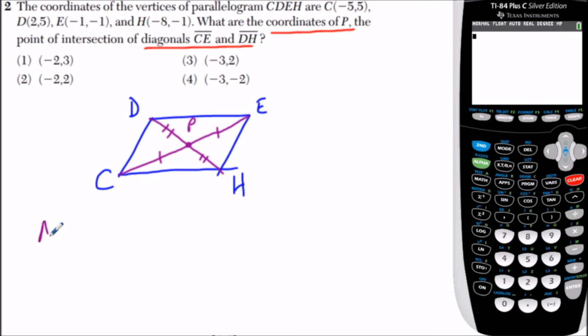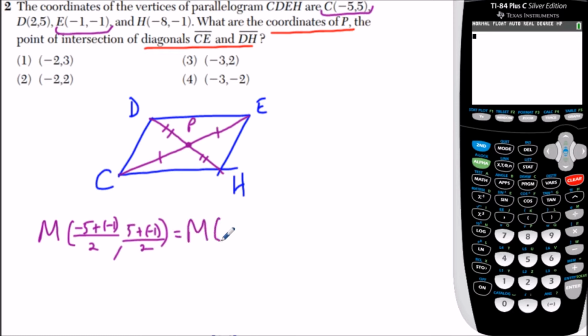So if we were to find the midpoint of, let's say, CE, we're going to use this one and this one. To find the midpoint, you just add the x's. You've got -5 plus -1. So we're adding those two and dividing by 2, and then we've got the sum of the y values, so 5 plus -1, and we're dividing that by 2 as well. So 5 plus -1 divided by 2. That tells us the midpoint: -6 divided by 2 is -3, and 4 divided by 2 is 2.